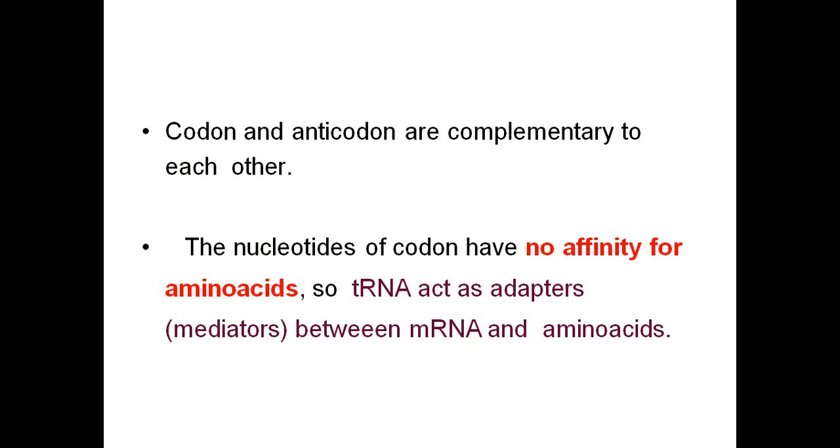Codon and anticodon are complementary to each other. The nucleotides of the codon have no affinity for amino acids. So tRNA acts as an adapter, a mediator between mRNA and the amino acids. So tRNA transfers the amino acids from the cytoplasm to the ribosomes at the time of protein synthesis.